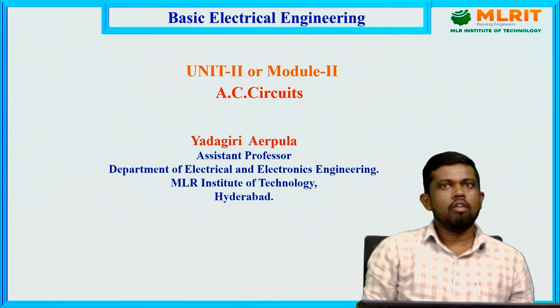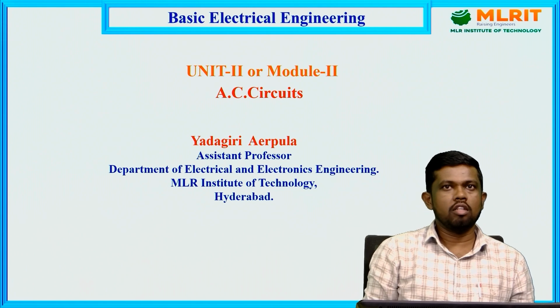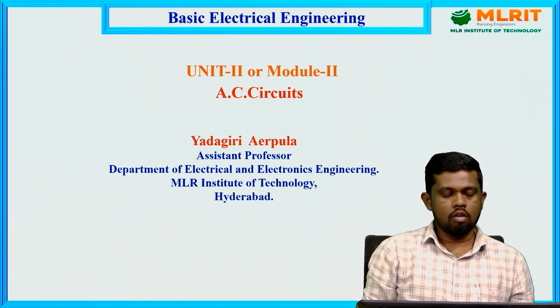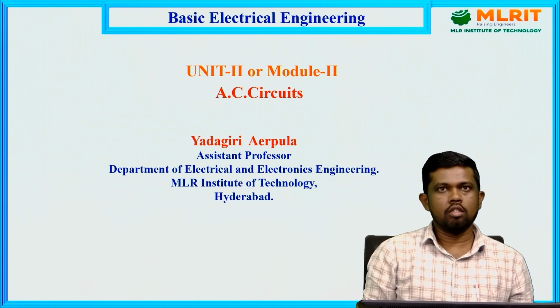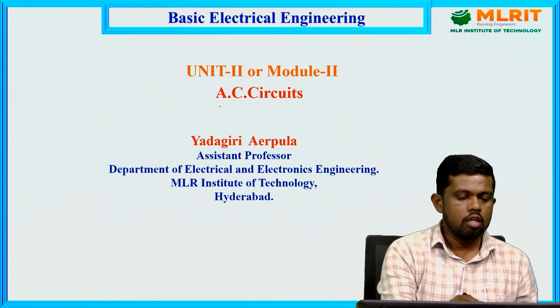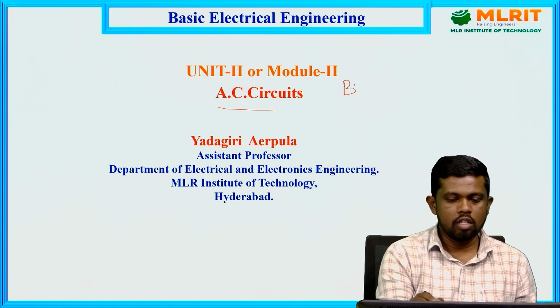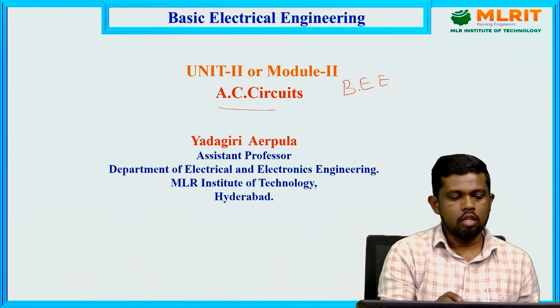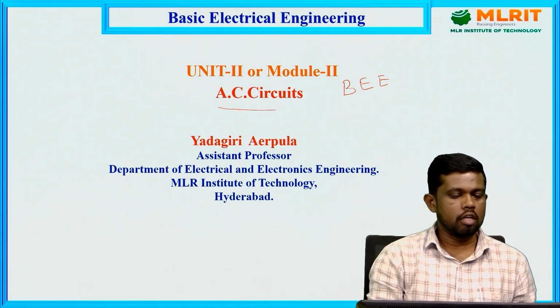In the last session we discussed module number 1, that is the DC circuits, the unit number 1. In this module we need to discuss the AC circuits, that is the second module of the subject BEE. So that is AC circuits, or we can also say unit number 2 in the BEE, the AC circuits.